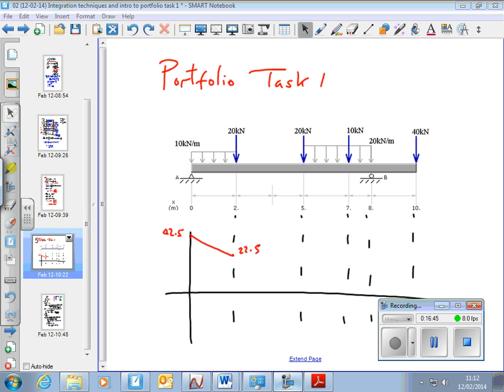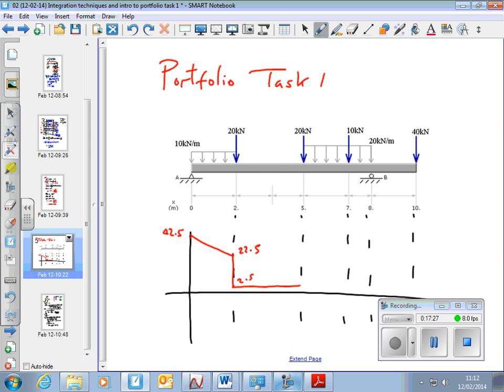Now we can say we've got a point force of 20 kilonewtons acting down at this point. So it goes down rapidly by 20 kilonewtons from there. So it drops by 20 kilonewtons to 2.5. So we get to 2.5 kilonewtons here, and we can make a note of that point as 2.5 kilonewtons. And then nothing happens. No more forces are applied between here and here. So we can just carry along in a straight line till we get to this point at the 5 meter mark.